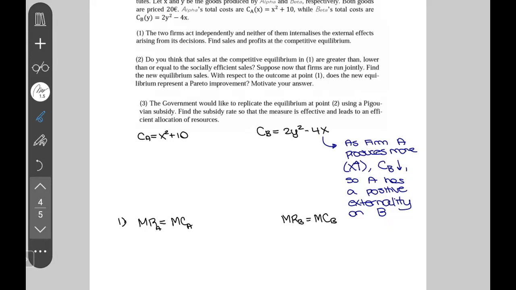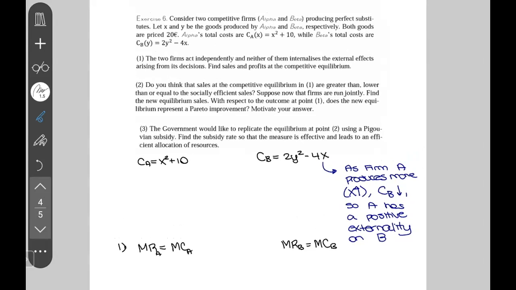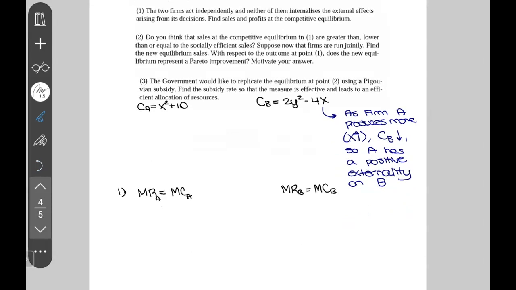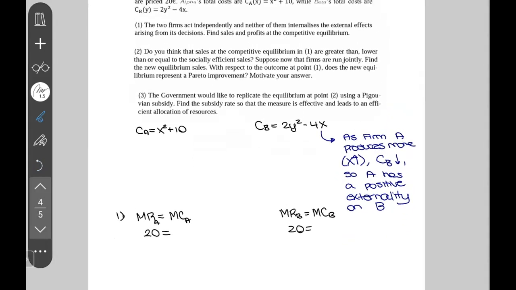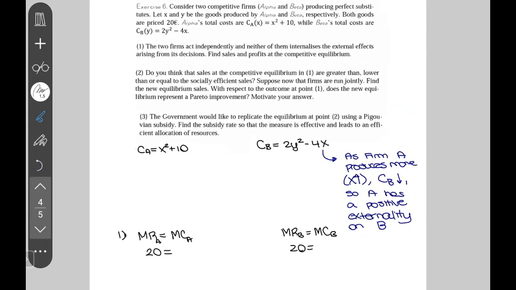They are price takers because they're already priced at 20 regardless of the quantity. So both marginal revenues are 20. And the marginal costs, we have to find them. They don't give them to us, so we have to derive the cost functions to find them. So if we're looking at firm A, its quantity is X, so we're going to derive with respect to X. And if you derive X squared plus 10, that's going to give you 2X.